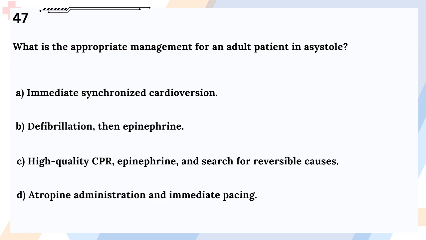Question 47. What is the appropriate management for an adult patient in asystole? A. Immediate synchronized cardioversion. B. Defibrillation, then epinephrine. C. High-quality CPR, epinephrine, and search for reversible causes. D. Atropine administration and immediate pacing.